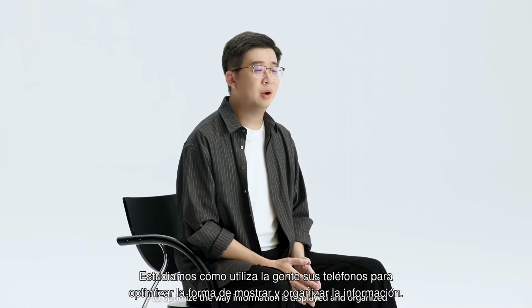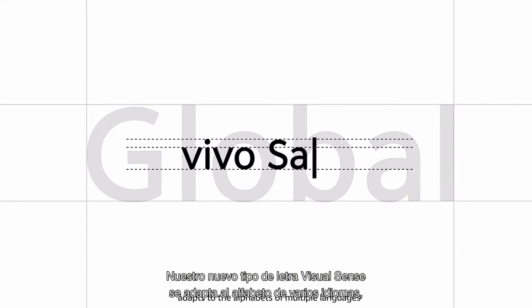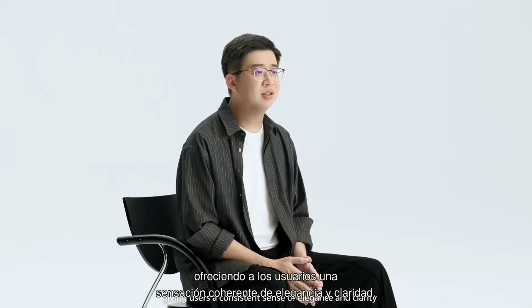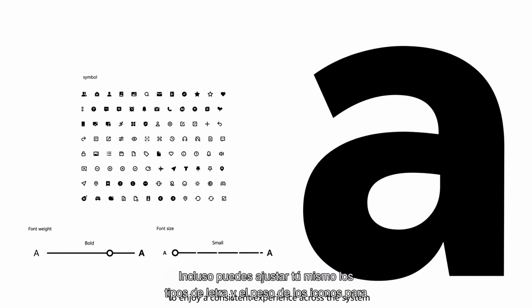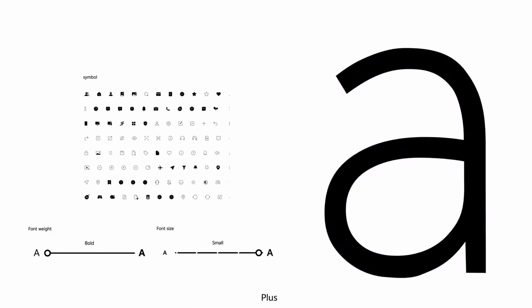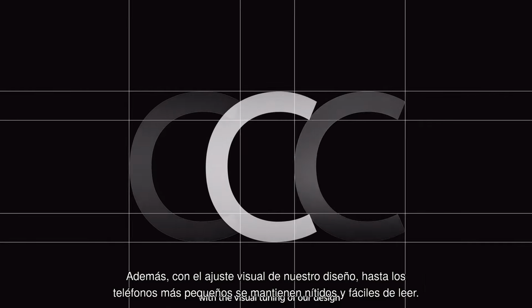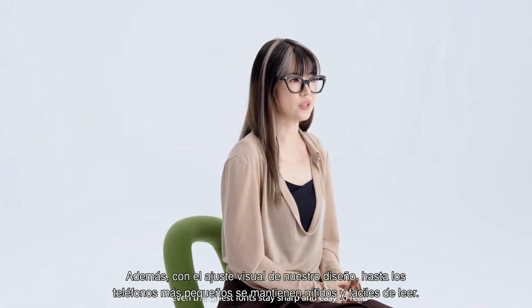is displayed and organized. Our new Vivo Sans typeface adapts to the alphabet of multiple languages, giving users a consistent sense of elegance and clarity. You can even adjust fonts and icon weights yourself to enjoy a consistent experience across the system. Plus, with the visual tuning of our design, even the tiniest fonts stay sharp and easy to read.